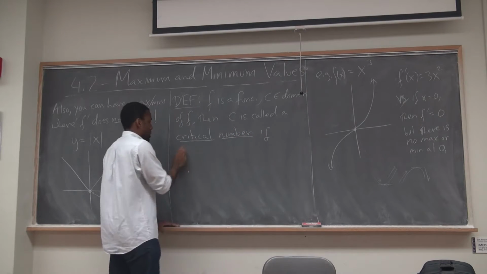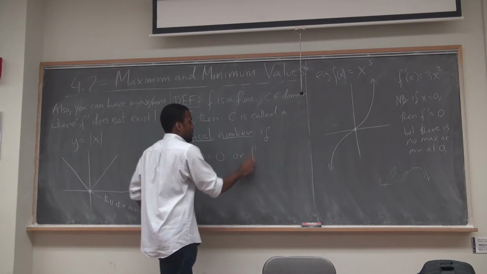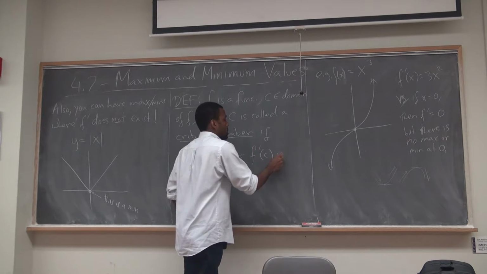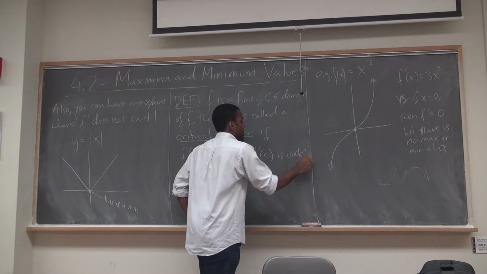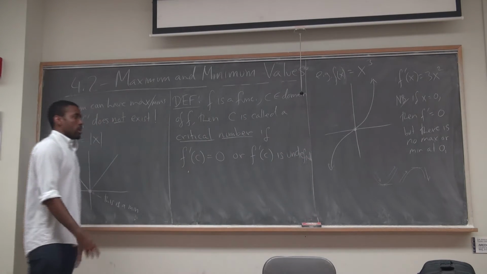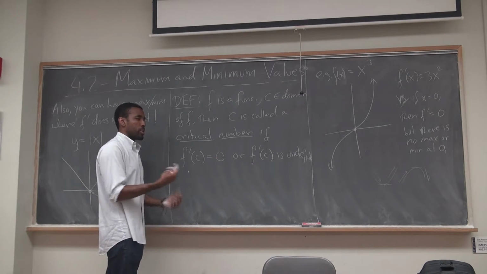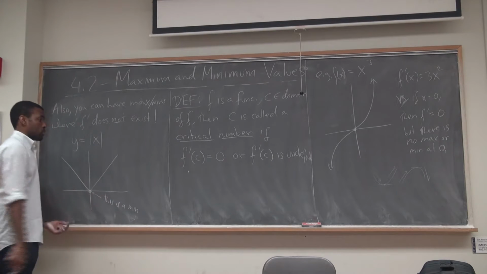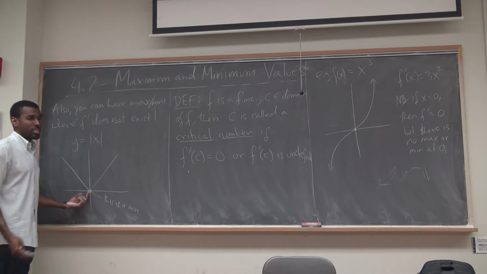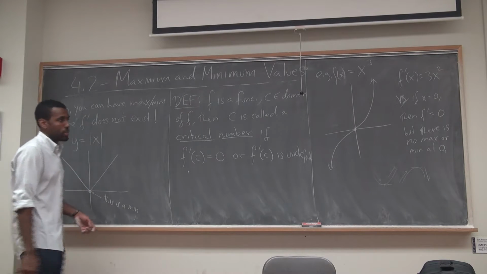If f prime of c equals 0 or f prime of c is undefined. Right? So because of Fermat's theorem, we kind of think that where the derivative hits zero are places we kind of want to look at. Also, because of examples like this, we also know that where the derivative doesn't exist is also places we kind of want to focus on, right?